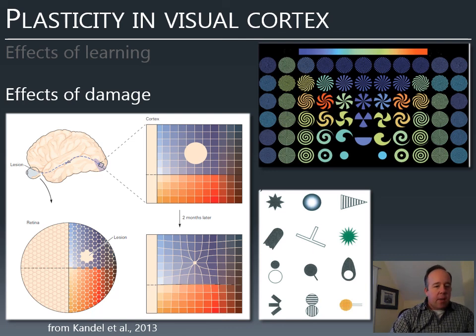So your brain can adapt. It can adapt based on learning. It can adapt based on damage to the brain or the retina. So once again, evidence that our brains are not written in stone. They can change over time based on need.